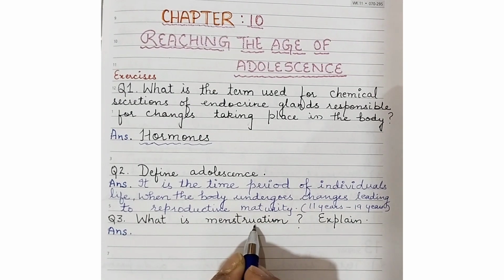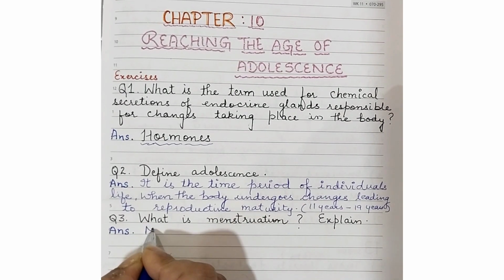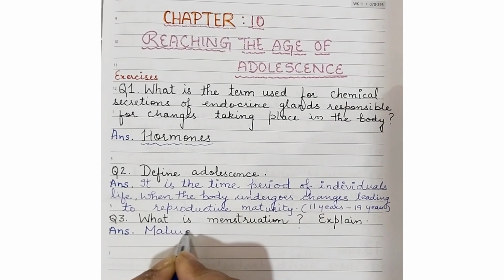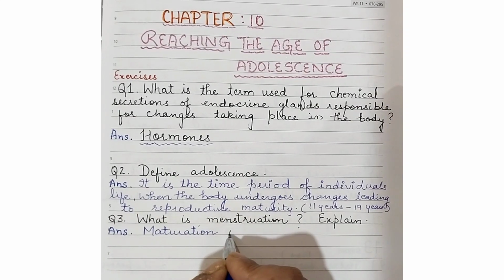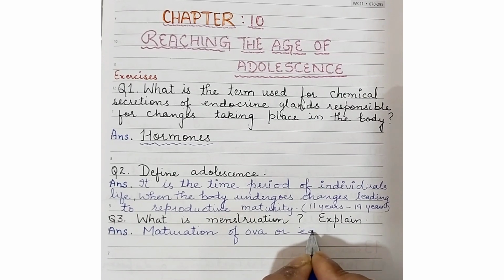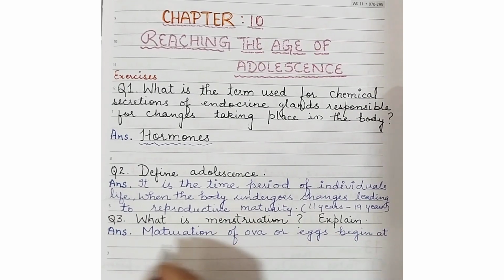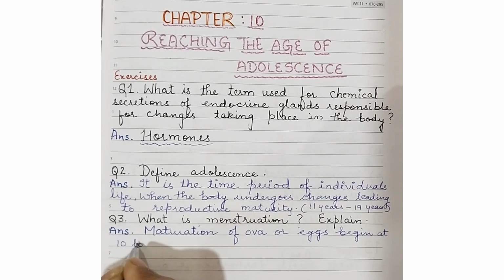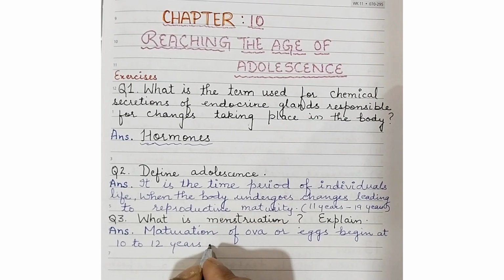Next question, third, what is menstruation? Explain. In layman language, we use the word periods for this term menstruation. Now, maturation of ova. Ova means eggs. Now, these eggs begin maturing at 10 to 12 years.